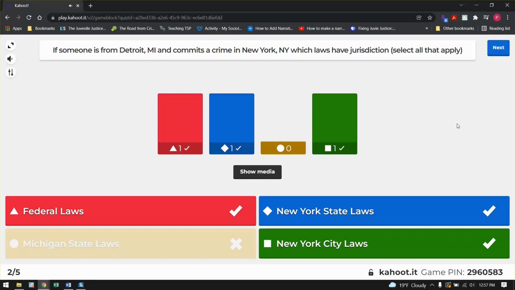Michigan state laws or Detroit city laws wouldn't have any jurisdiction because that's just the residence of the offender, not where the crime took place. With issues of jurisdiction, it's always about where the crime actually takes place.